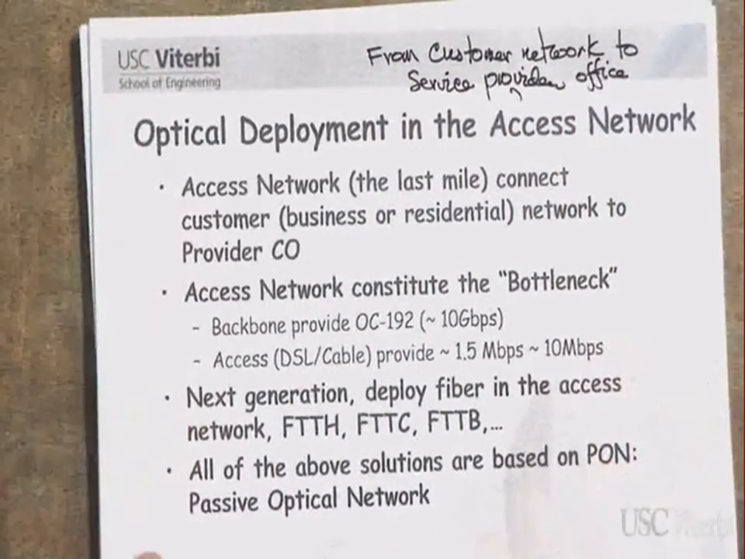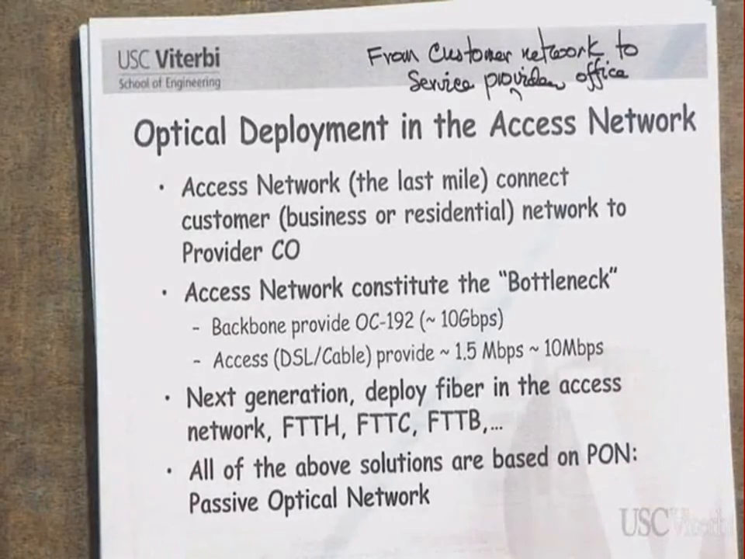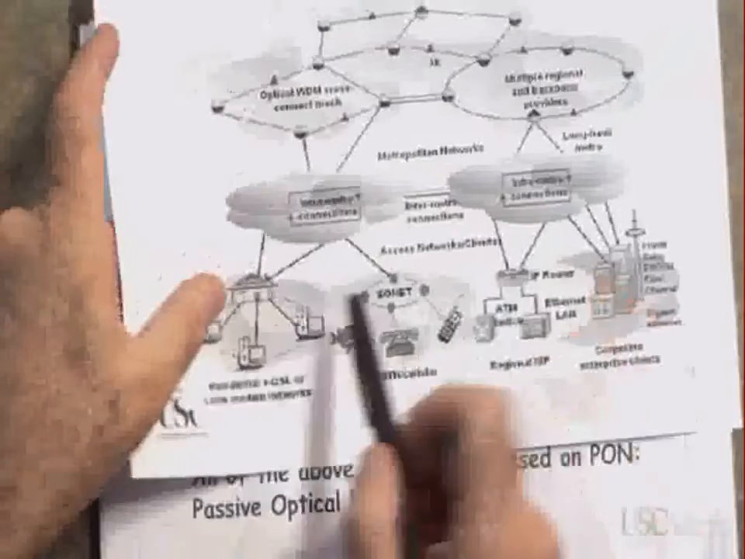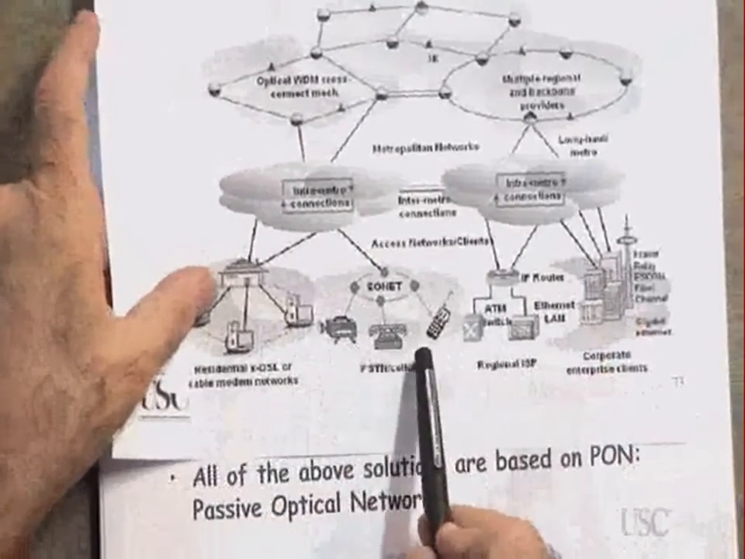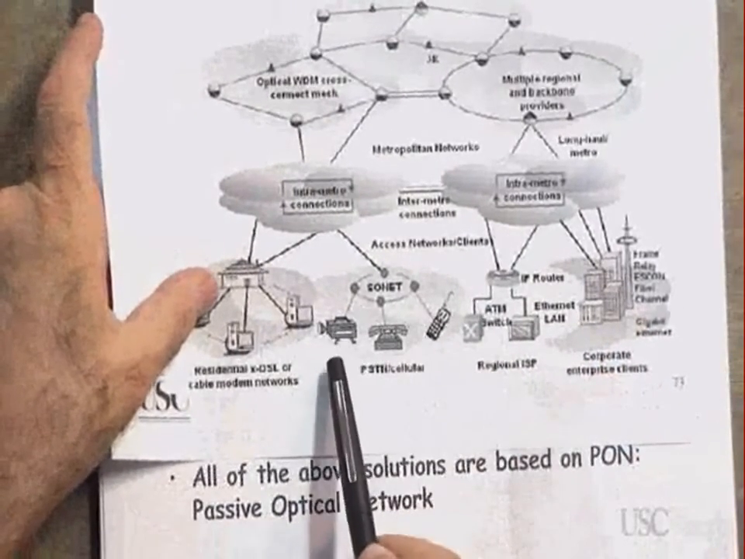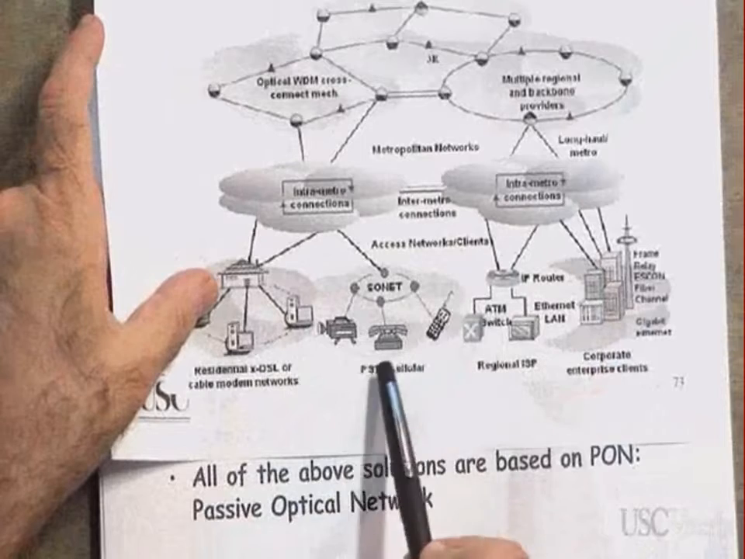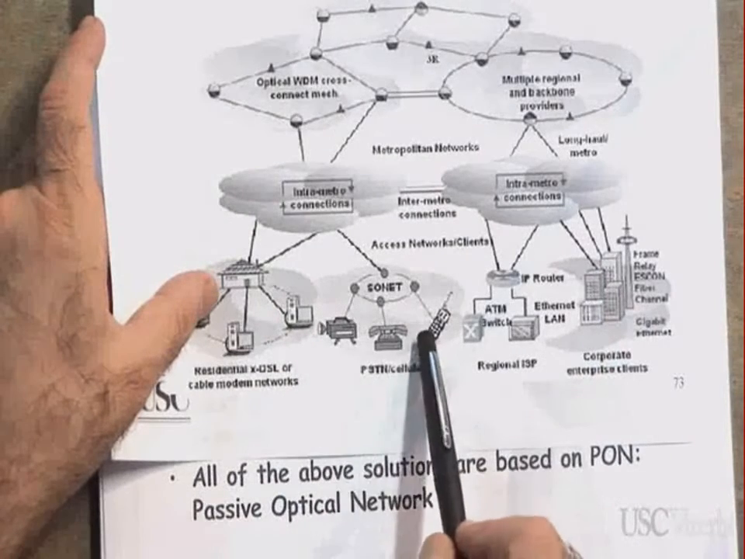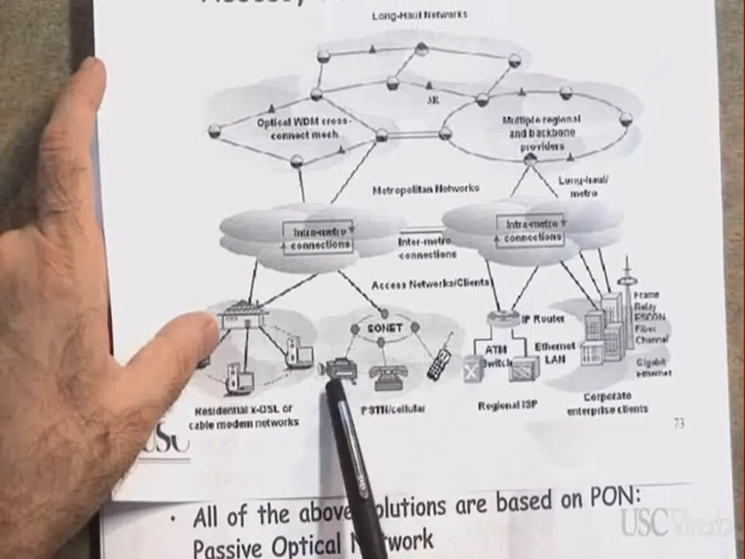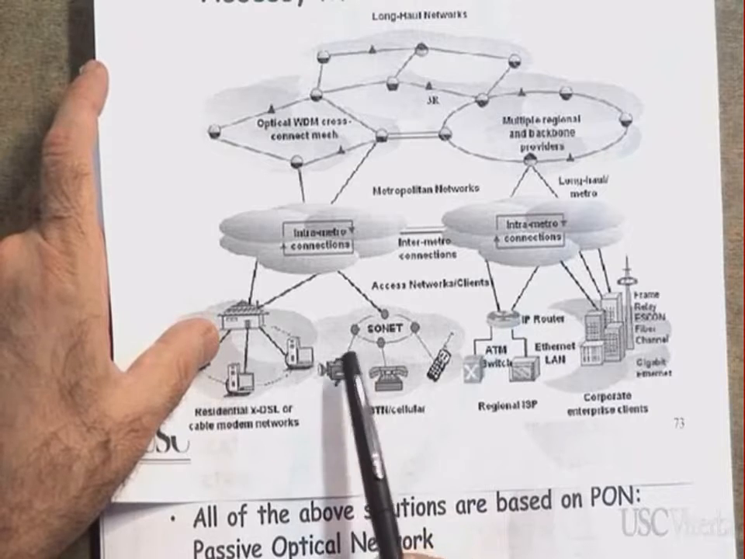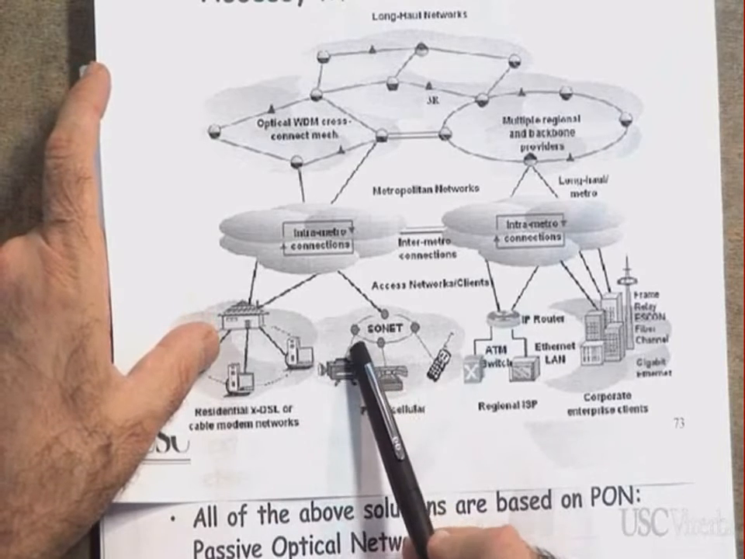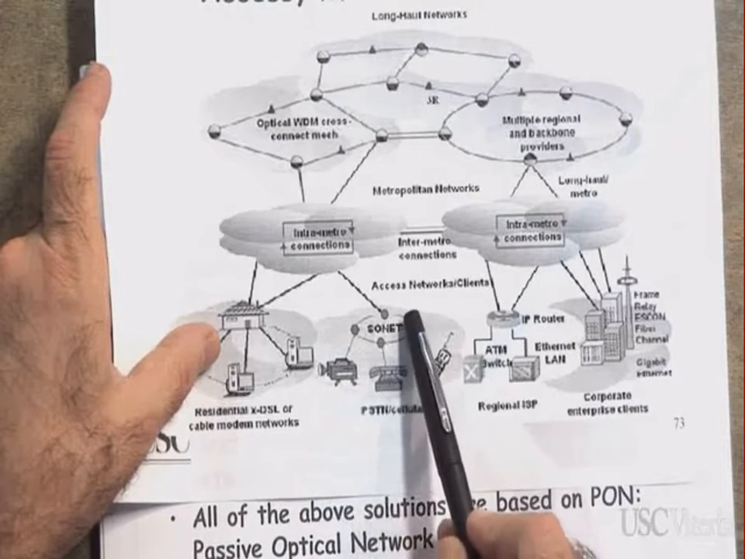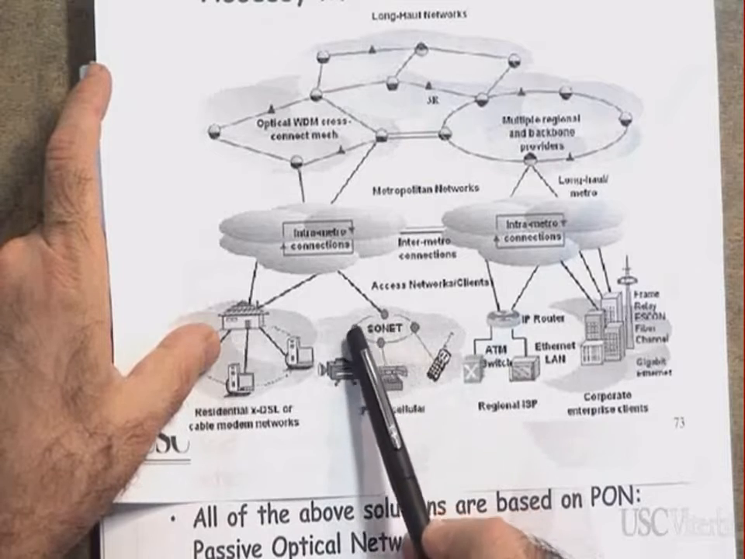From the customer network to the service provider office, which means what? It means this part. By the way, some of them are even wireless. Look at these. These are all wireless or cellular equipment communicating with what? With the telephone network, with PSTN. And part of the PSTN is connected to a SONET ring.